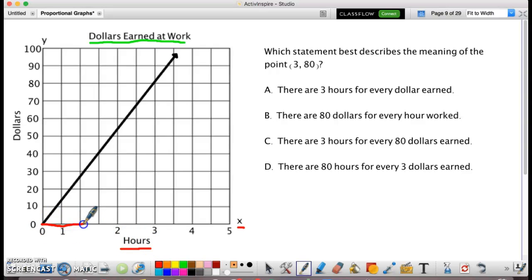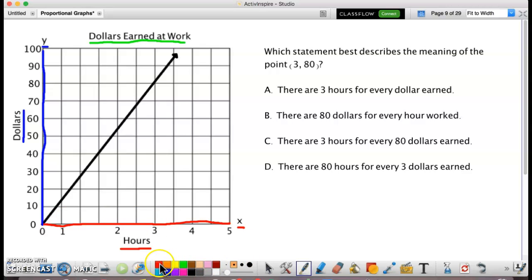I'm going to highlight that in red. And the y-axis is represented by the number of dollars. I'm going to highlight that in blue. So now that we know what the graph is referring to, we're going to read the question. Which statement best describes the meaning of the point 3, 80?